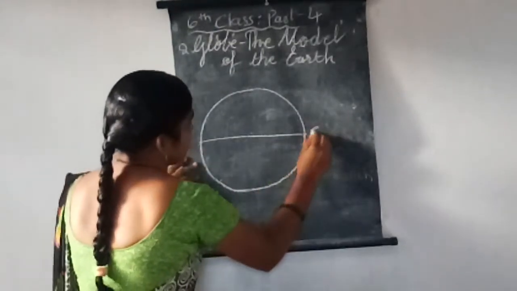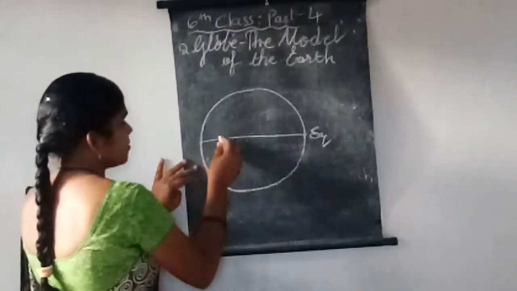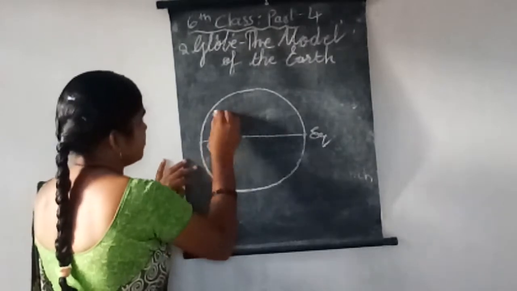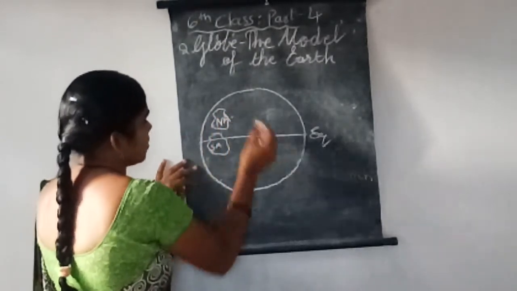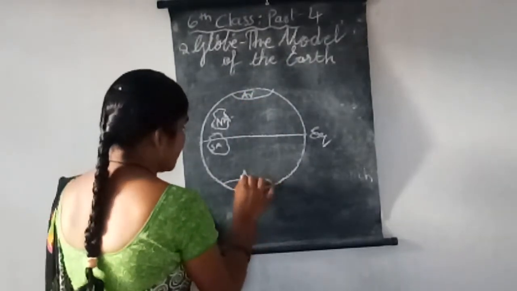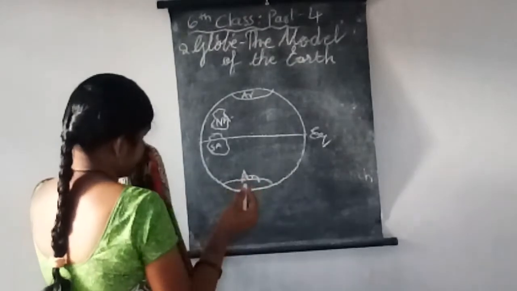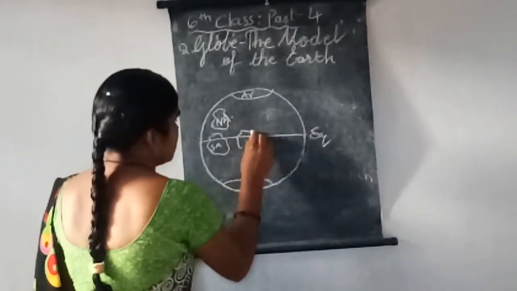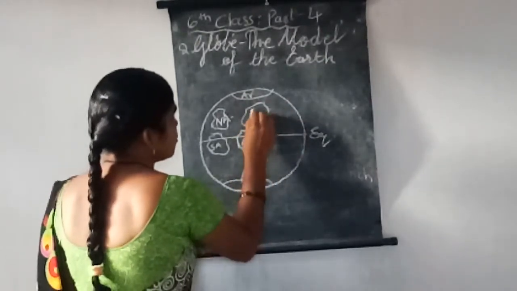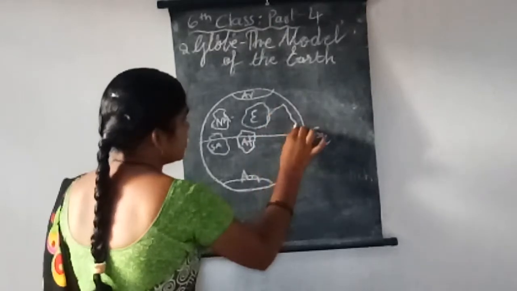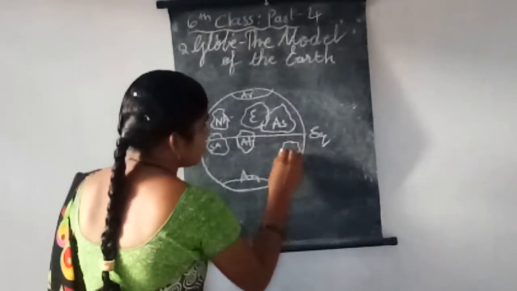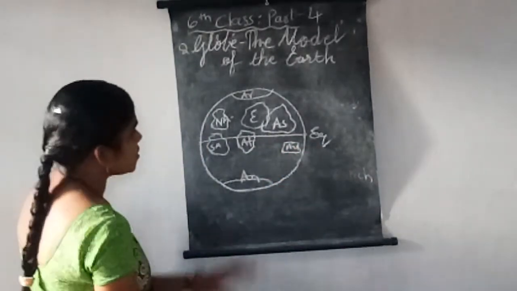So this is the equator. South America, North America. This is Arctic Circle, Antarctic Circle. This is Africa. This is Europe. Along with this, here Asia, here Australia. So it is very clear now.